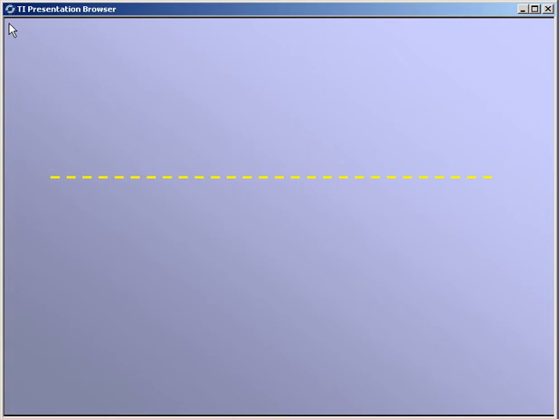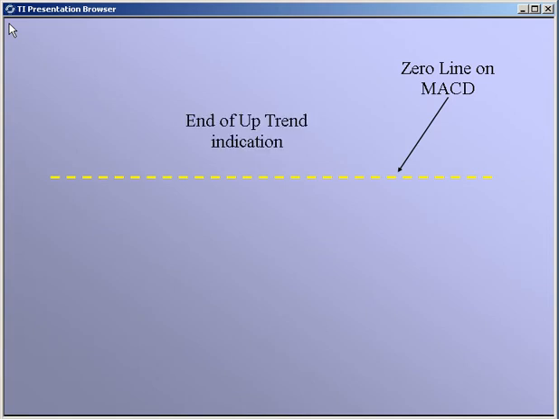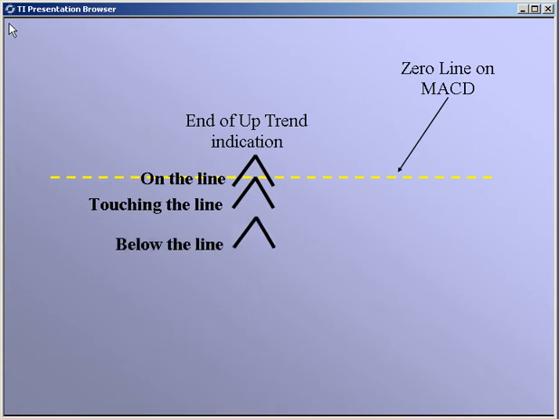This dashed yellow line will represent the zero line that we see on the MACD. This is the only time in our methodology where the zero line is of any significance. The following is the formation that we would look for to have an end of the uptrend indication. It is simply an upside down V shape that is formed by the MACD, and it can occur on our zero line, touching the zero line where the point of the upside down V just touches our yellow dashed zero line, or it can occur anywhere below the zero line.